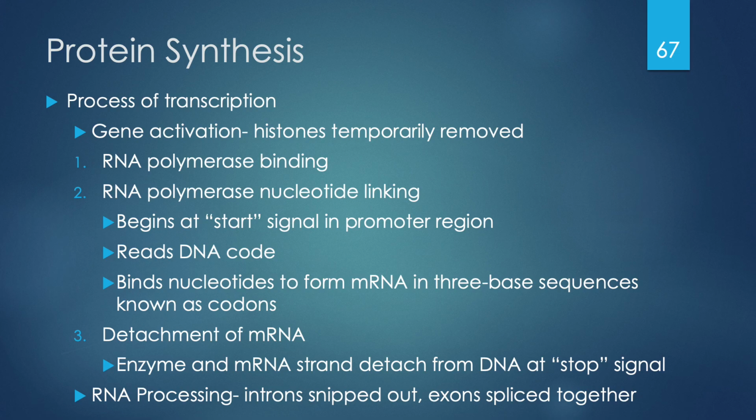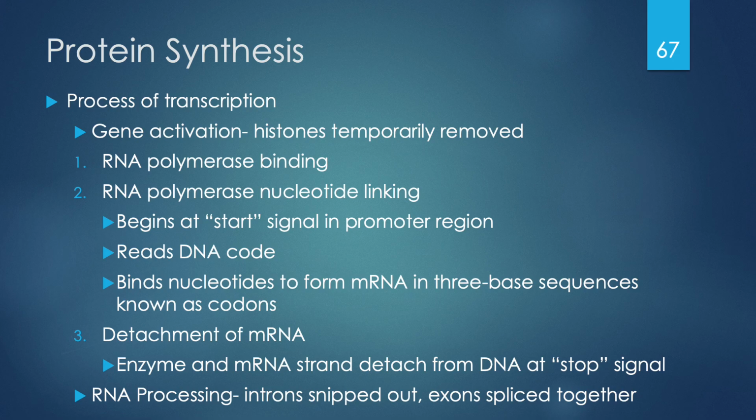So the enzyme and mRNA strand are going to detach from the DNA at the stop signal, which is another codon. And then finally, this information has to be processed. RNA processing is a really important step because at the end of this process, there will be a number of triplets that aren't required to create a protein, and they may just get in the way.